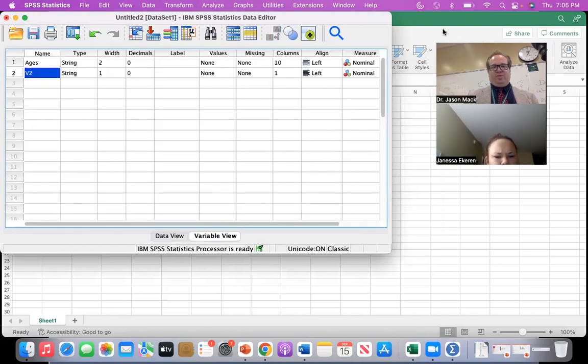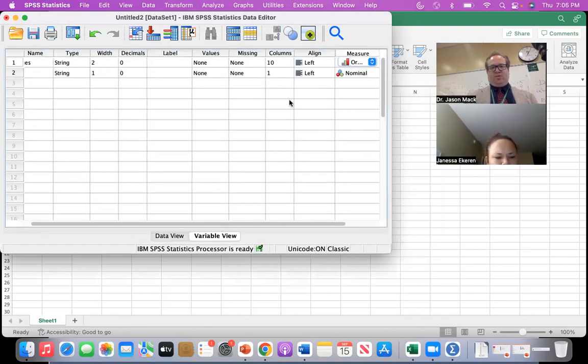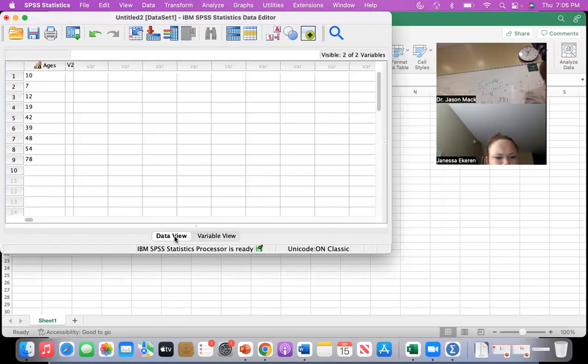Click on the Variable View and we'll make this ordinal. Data View, same thing. Variable View with decimal 0, we can make this ordinal. Data View, ages. So all I do is import this.